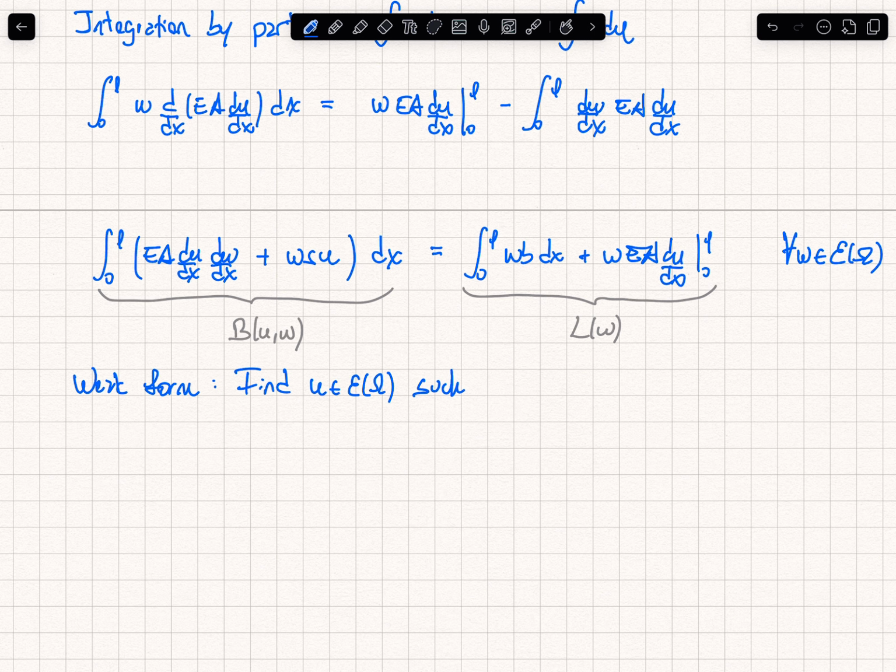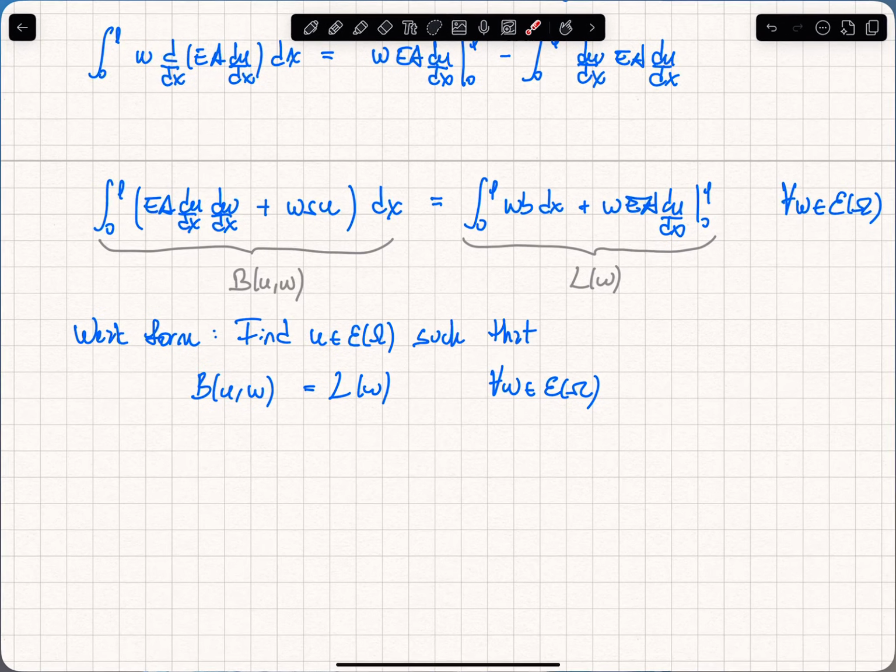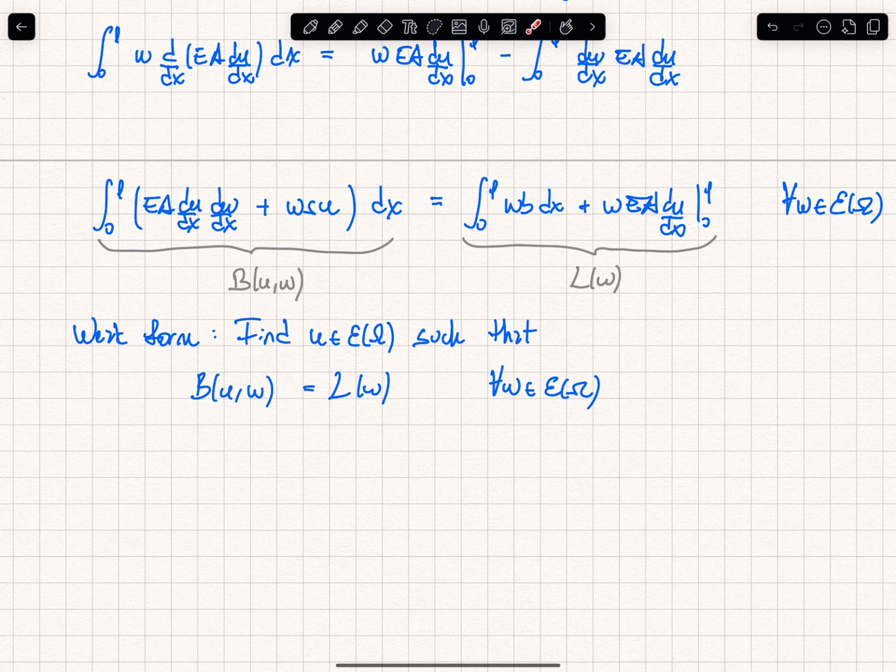Keep in mind that I'm still not in a discrete problem, okay? I have not reduced the dimensions, so still I'm living in an infinite space. So still these functions are not useful for the purpose of finite element analysis. So I want to find u, and that u has to have finite strain energy, right? Such that B(u, w) is equal to L(w) for all test functions in the energy space, right? This here is the so-called bilinear form, and on the right-hand side you have the linear form.